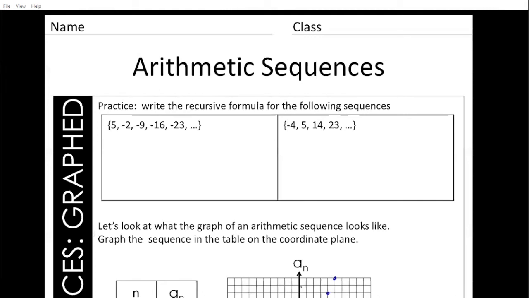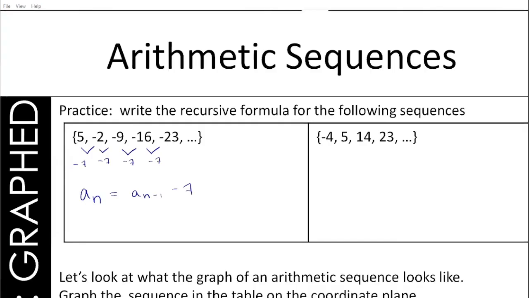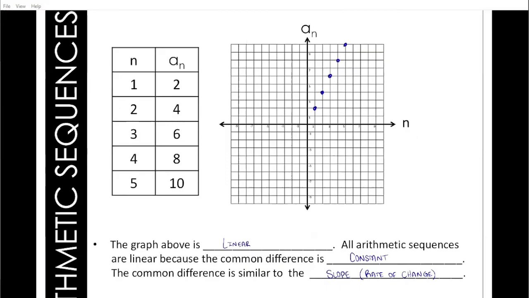So recursively, same thing. How do we get from one term to the next? You need to know what's happening in the sequence. To get to negative 2, we subtract 7. Negative 2 to negative 9, over again. So again, we write A sub n equals A sub n minus 1 plus the common difference. That's technically how that formula would be officially written, instead of you guys just counting.